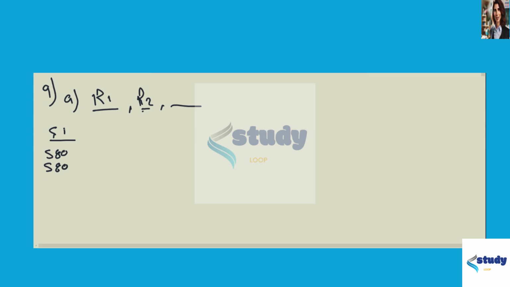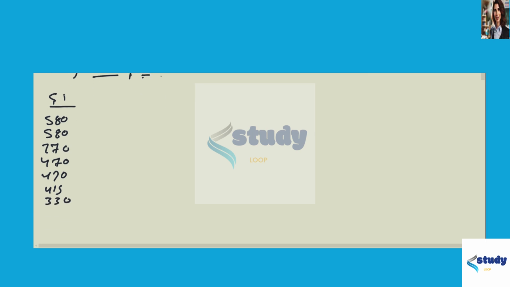580, 270, 470, 420, 415, 330, and 430. The rank for sample 1 is 7.5, 7.5, 1, 6, 4, 3, 2, and 5.